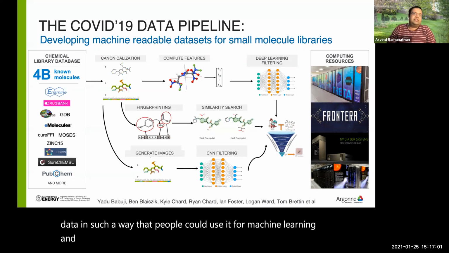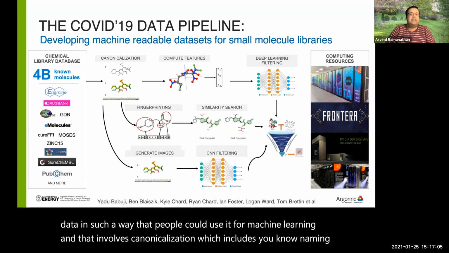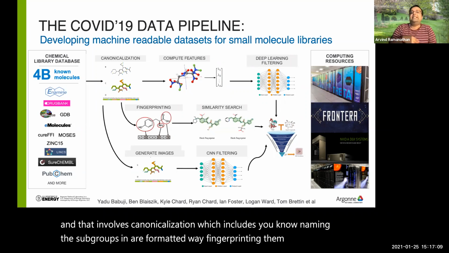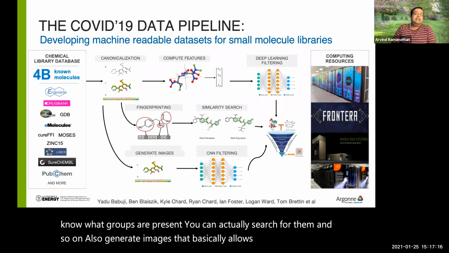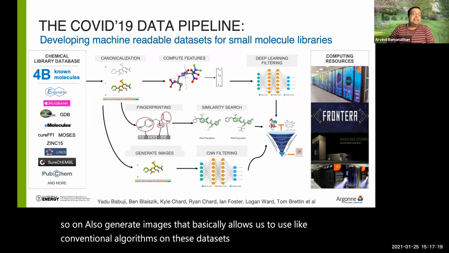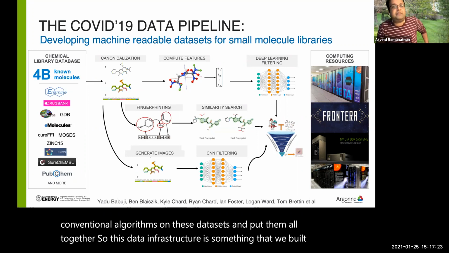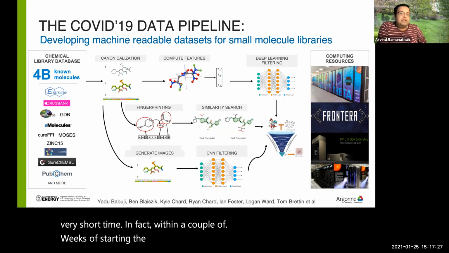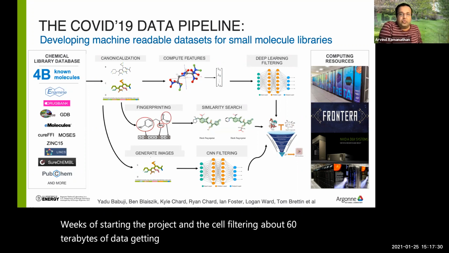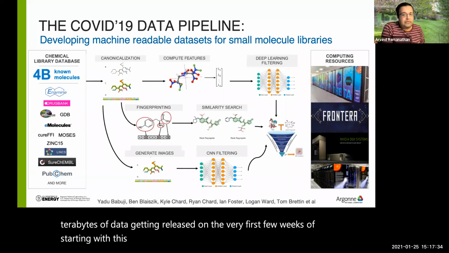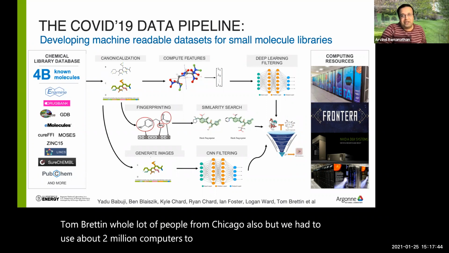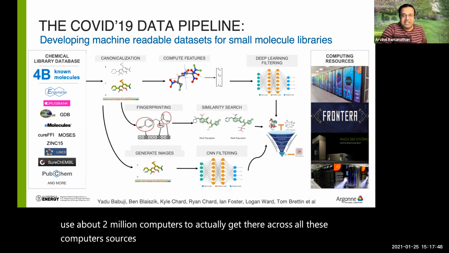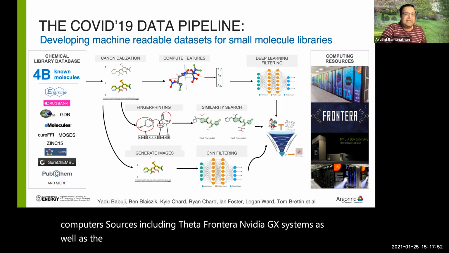That involves canonicalization, which includes naming the subgroups in a formatted way, and fingerprinting them so that you know what groups are present and can search for them. We also generate images, which allows us to use conventional algorithms on these data sets. This data infrastructure was something we built in a very short time, in fact within a couple of weeks of starting the project, and it resulted in about 60 terabytes of data being released in the first few weeks. This is joint work with Ian Foster, Tom Brettin, and a whole lot of people from U Chicago too. But we had to use about 2 million compute hours to get there across all these compute resources, including Theta, Frontera, NVIDIA DGX systems, as well as the Argonne Leadership Computing Facility.